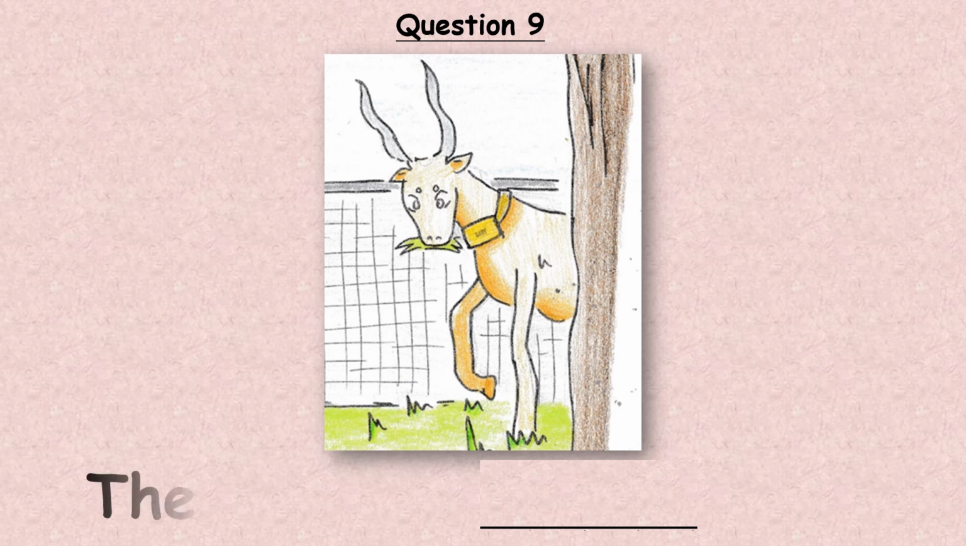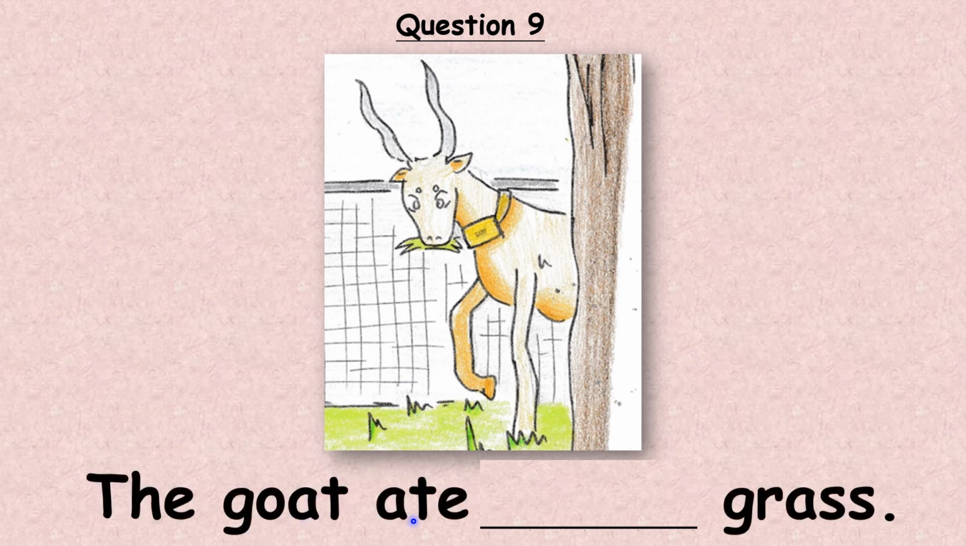Question 9. The goat ate blank grass. Here is the grass the goat is eating. What is the answer? A little grass. The goat ate a little grass. You cannot count the strands of grass.